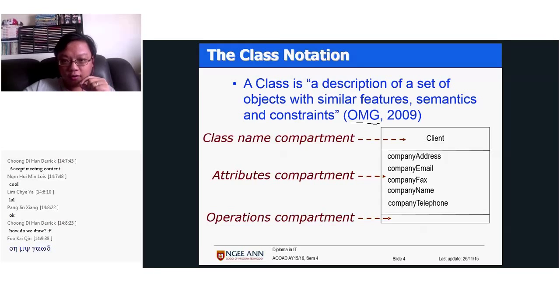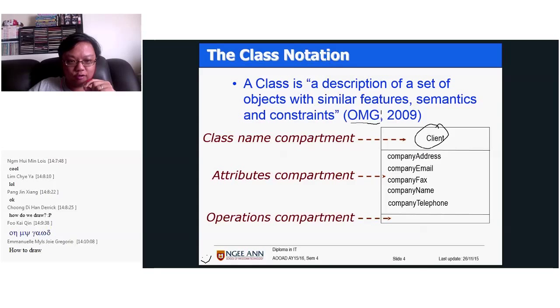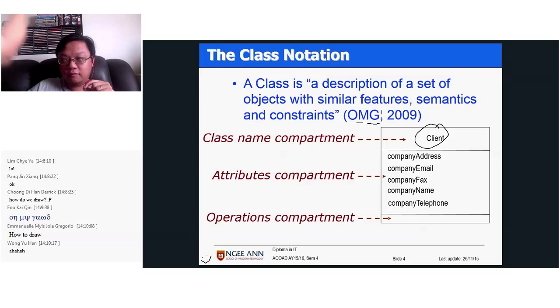Let's see if I can do the drawing. Can I do a drawing? No. La da da. No, I can't do a drawing. Oh, okay. There's distinct annotations. I can do a pen. Okay, right. So we have a class name compartment. Very simple. We have actually 3 compartments. How to draw. You don't draw, I draw. So you have a class name compartment, right?